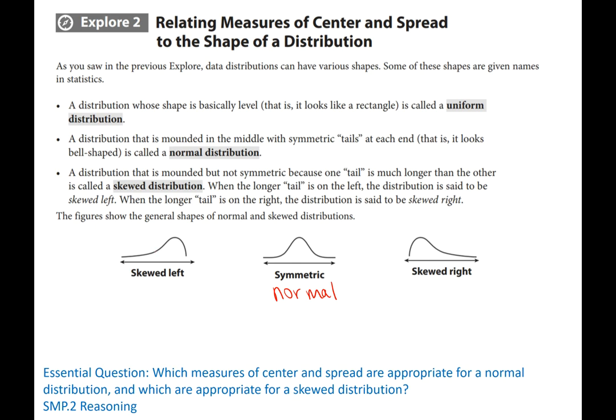So the side where you have the tail, that's how you know it's skewed left. And then, of course, the tail over here, it would be skewed right. And those are some general pictures for you to think about.